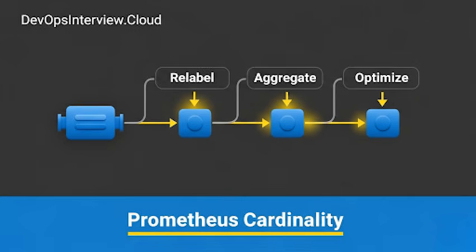So, the next question. Beyond initial label removal, how can aggregation strategies like recording rules and federation further optimize cardinality for large-scale Istio deployments? Yes. Now we're talking about the heavy hitters for large scale. You've got two main tools here, recording rules and federation.